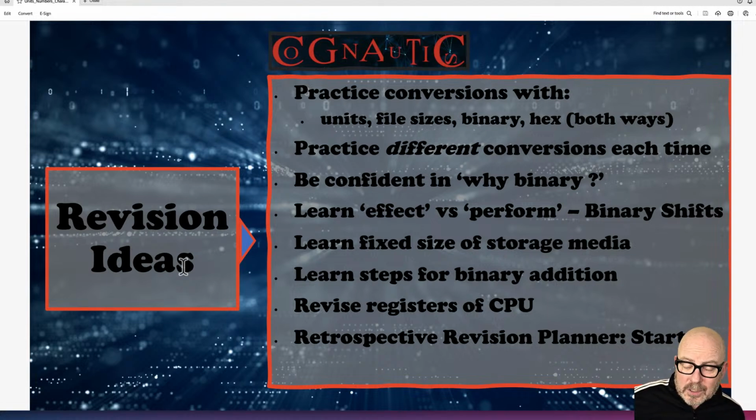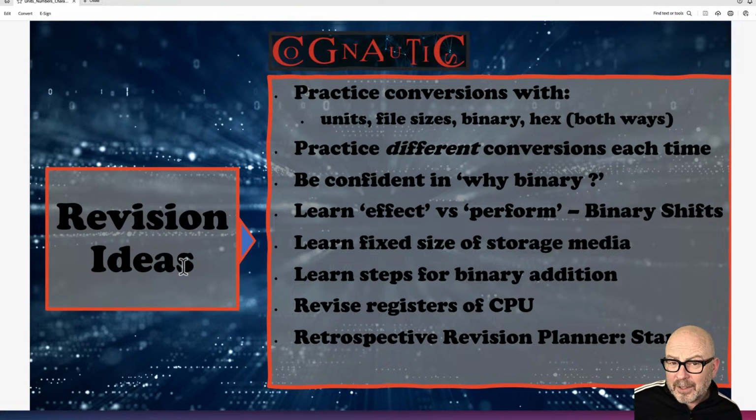Because computers use circuit boards. Circuit boards only have 2 states, 1 and 0, on and off. And on and off is very easily represented by binary. It's got 2 states, true and false. 1 true, 0 false. Boom. Loads of marks. Learn the effect versus perform. So in the question, do they say perform a binary shift, which means do the maths, or learn the effect of it? So it's dividing by 4, and you will lose precision or accuracy, okay?